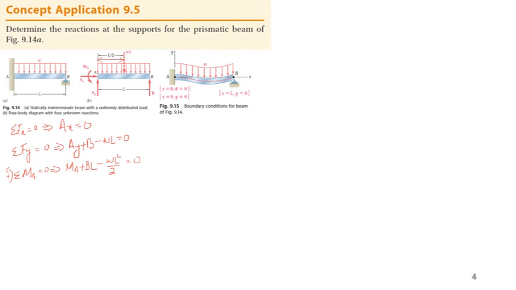So let me change the color of my pointer. So let's take a section between A and B. Since it's a continuous load, the moment equation will be continuous. Let's take this distance as x. So I am taking the section, let's suppose at C between A and B, and let me draw a free body diagram for that section.